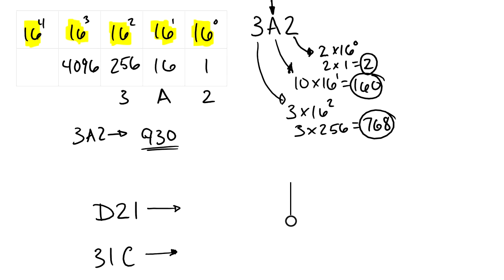So hit pause. So there's your answers, right? In base 10, D21 is 3,361, and in base 10, 31C is 796.